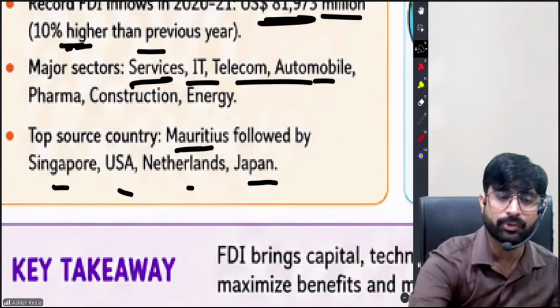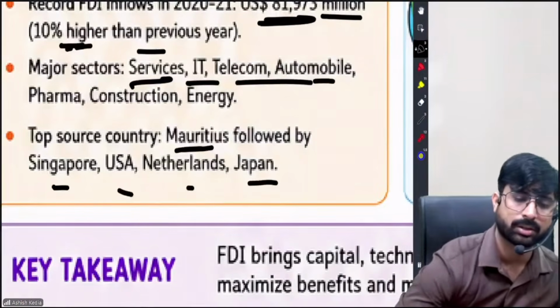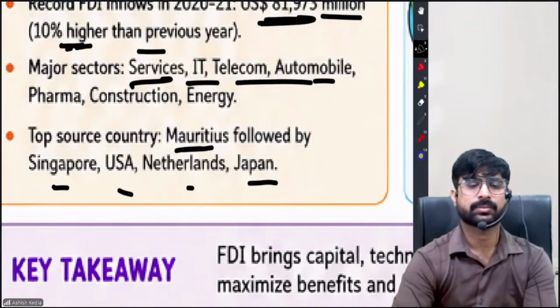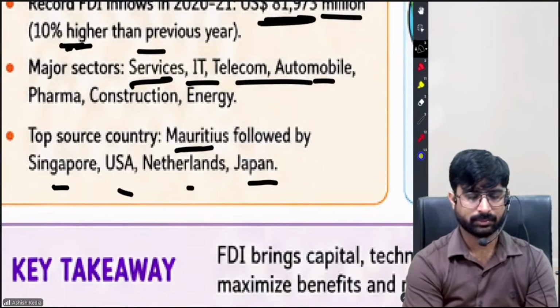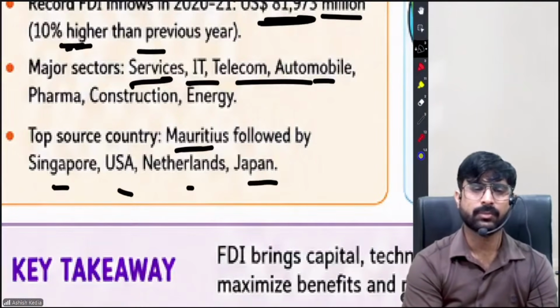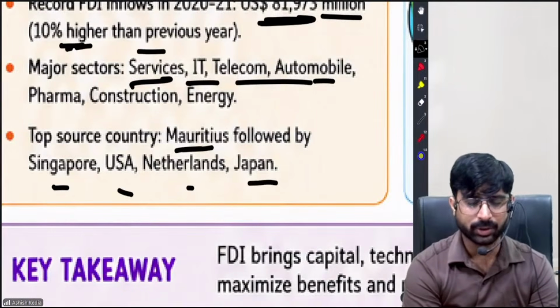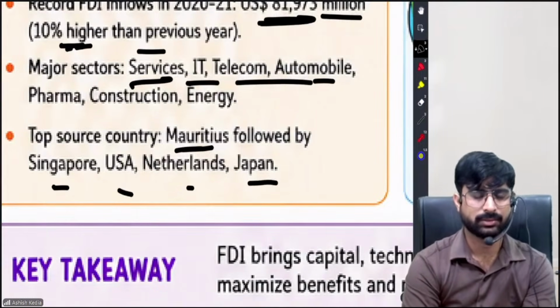Where did the money come from? The top source of investment: Mauritius, followed by Singapore, USA, Netherlands, and Japan.